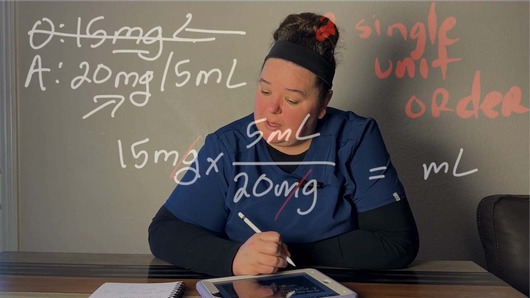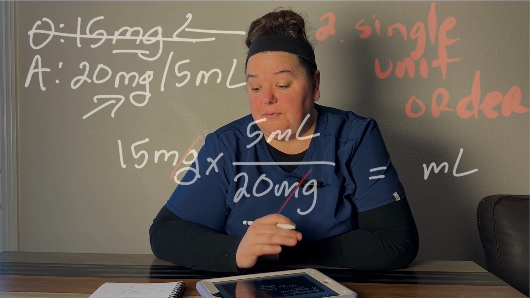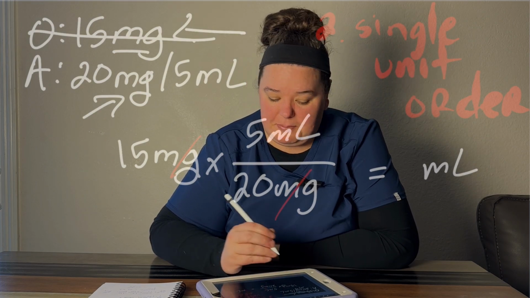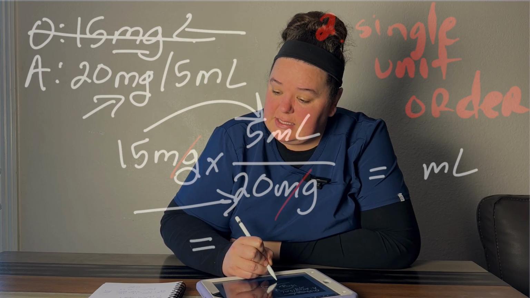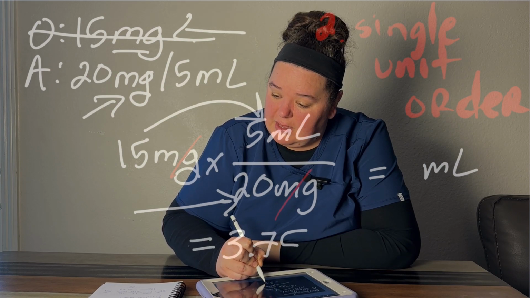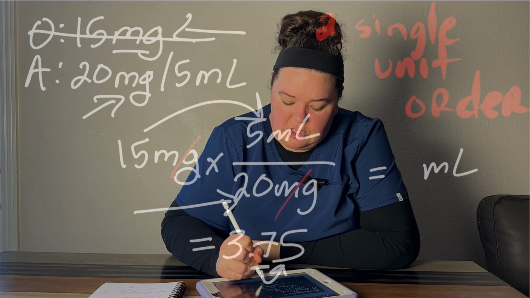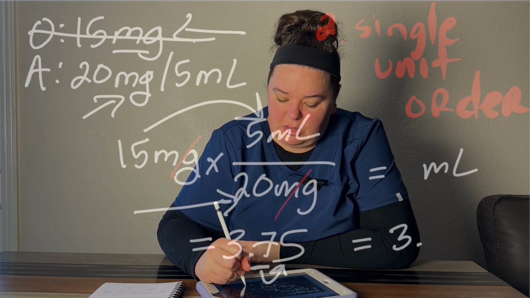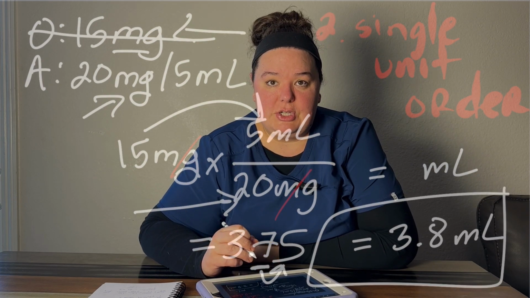So 15 times 5 divided by 20, right? 15 times 5 divided by 20 is going to equal 3.75. We want to round this to the nearest tenth. So we look at our neighbor. So it's going to be 3.8 milliliters as our final answer.